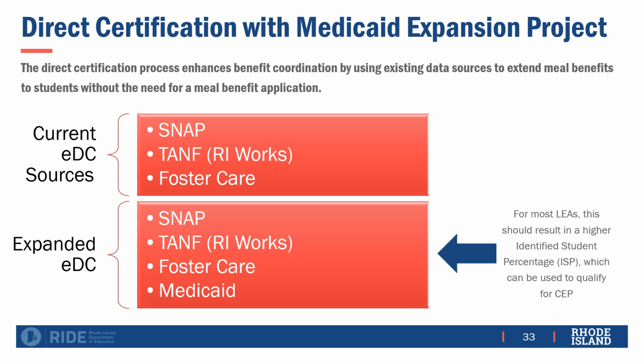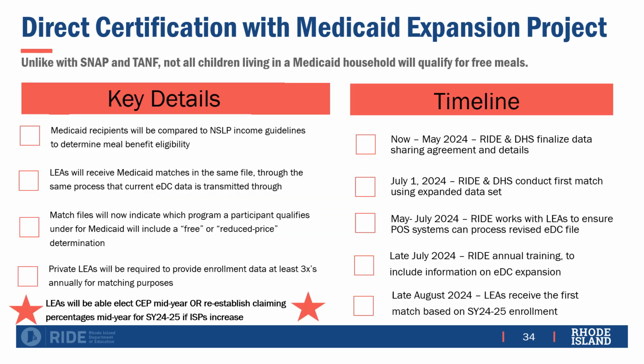Unlike SNAP and Rhode Island Works, eligibility for Medicaid and eligibility for free or reduced price meals do not perfectly align, and an income test is required in order to extend meal benefits. This means that using income data from Medicaid case files, benefits can be issued for either free or reduced price meals, depending on the income level of the participants.